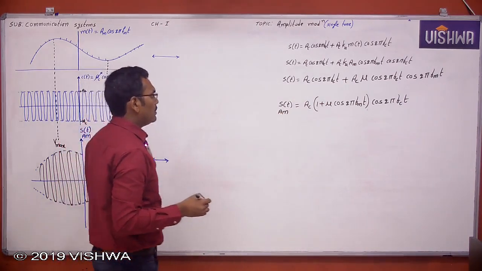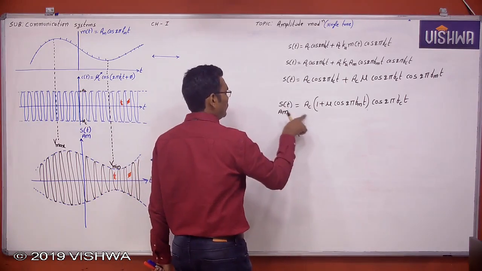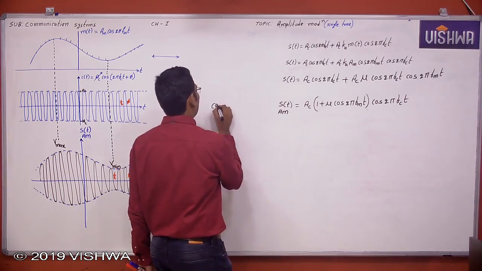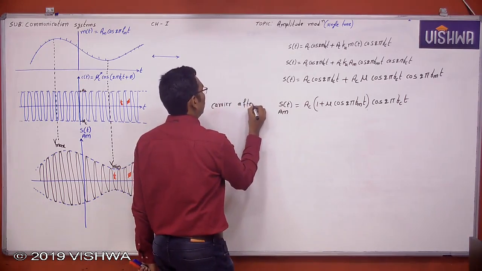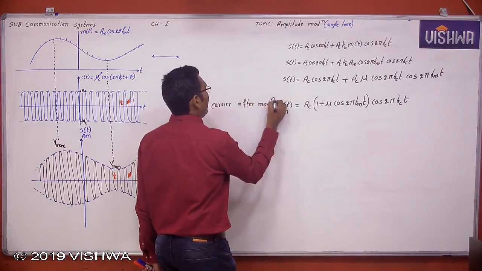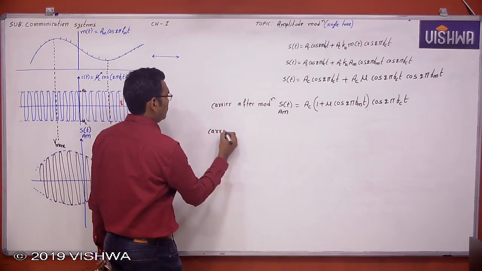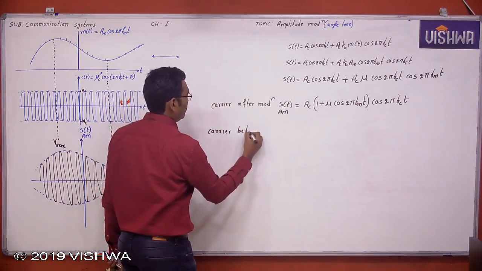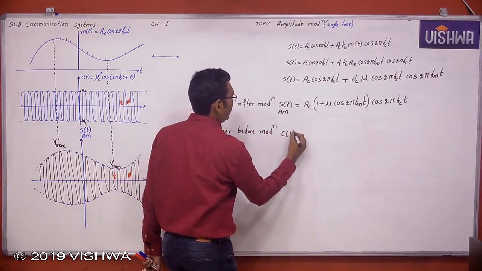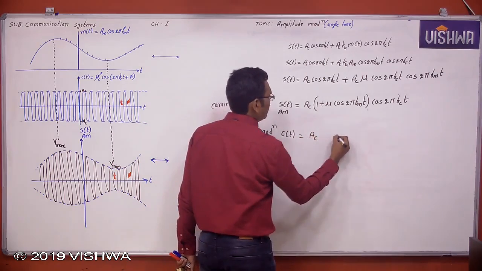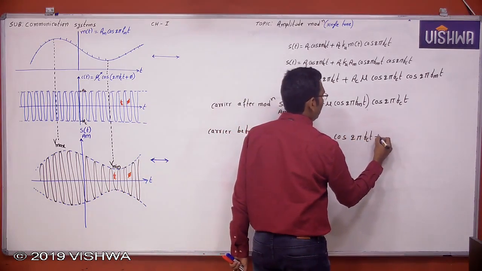Now see here, this is carrier before modulation, or this is carrier after modulation. Modulation is completed. Therefore, this is carrier after modulation. What is the carrier before modulation? The carrier before modulation, C of t, is equal to AC into cos 2 pi FCT plus phi.